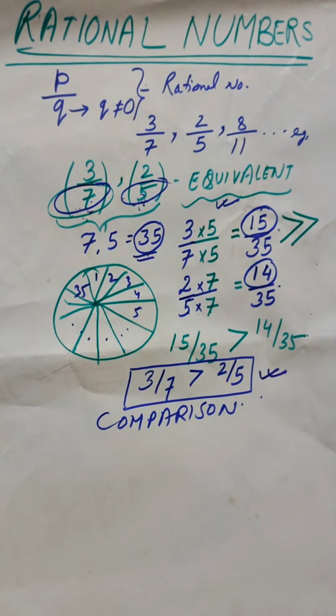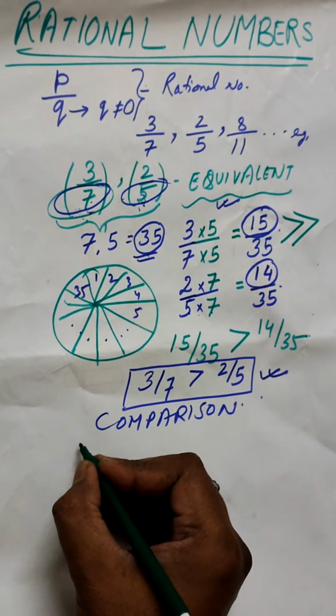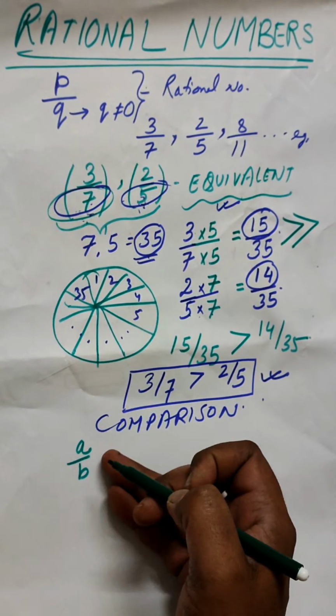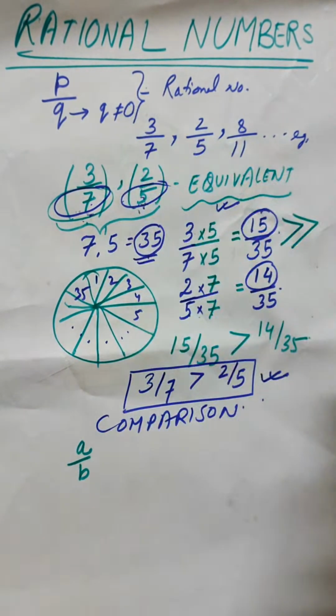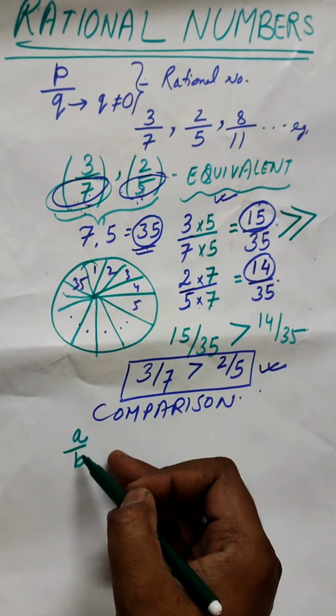Now coming to the property, any rational number, let's say a by b. I represented it with p by q also. So don't get confused about why it's a by b or p by q. It's a simple number only.